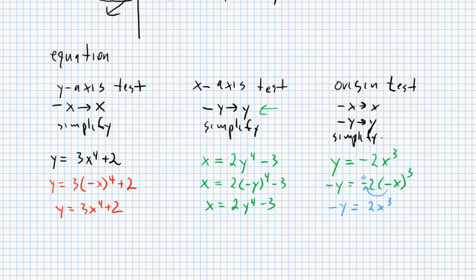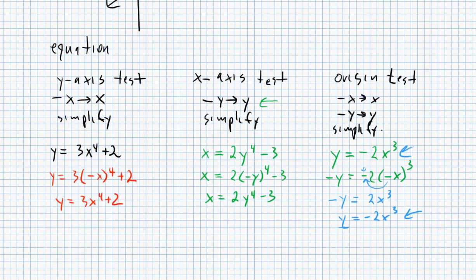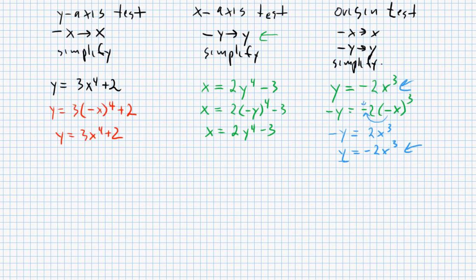Now, I'm going to multiply both sides by negative, so we get the y by itself, and that gives us y is equal to negative 2x cubed. And huzzah, that's the same as the original equation there. So after appropriate simplifications, in this case we work to get the y by itself, it looks the same. Okay, so that one would have origin symmetry. Now we'll do one more here, an example that fails. It's always good to have a failure example. So let's try this one here. Okay, let's try y is equal to x squared plus 2x minus 3.